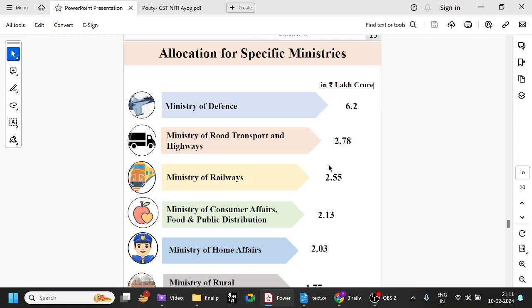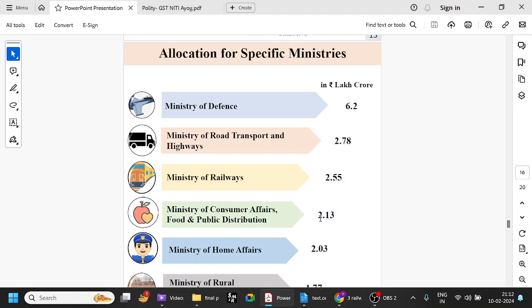And the important thing is railways. Before, there was a separate budget for railways, right? Now it has been clubbed with the general budget. So anyway, railways is 2.55. Try to remember that. And road transport is 2.78.